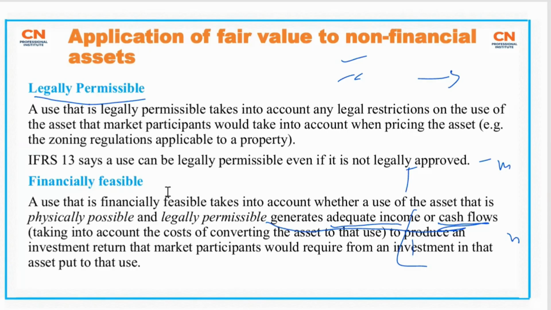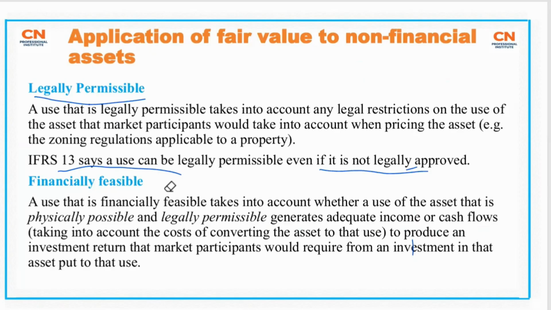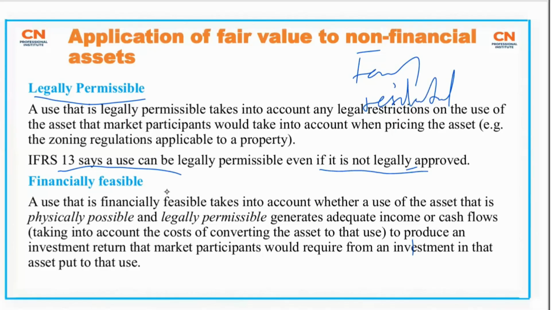And here, IFRS 13 says a use can be legally permissible, even if not legally approved. Now, what do we mean by that? You see, let's say you have a piece of land that you can use for farming, as well as for residential purposes. Now, let's say you have not yet obtained permission for the land. So there's no permission for the land to be used for residential purposes.